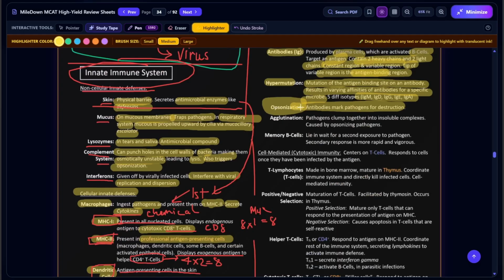Okay, and then we already talked about opsonization, so we'll go over to agglutination, where pathogens will clump together into insoluble complexes caused by opsonizing pathogens. So agglutination is the clumping together of things, right?